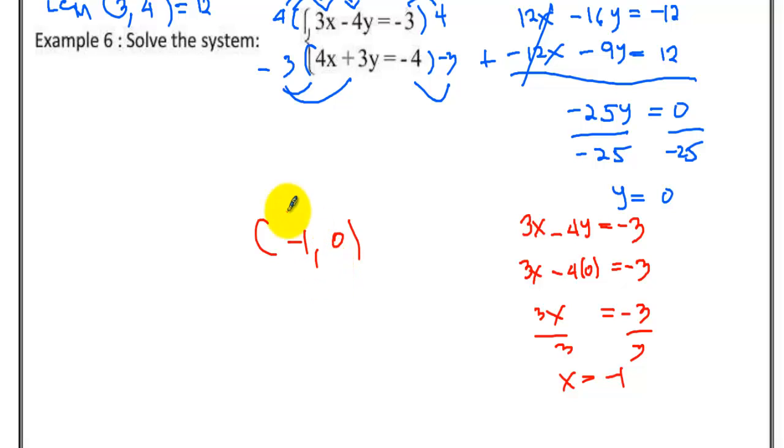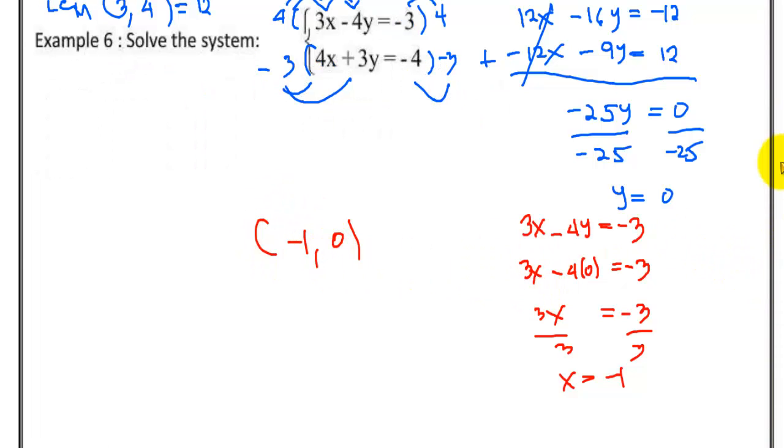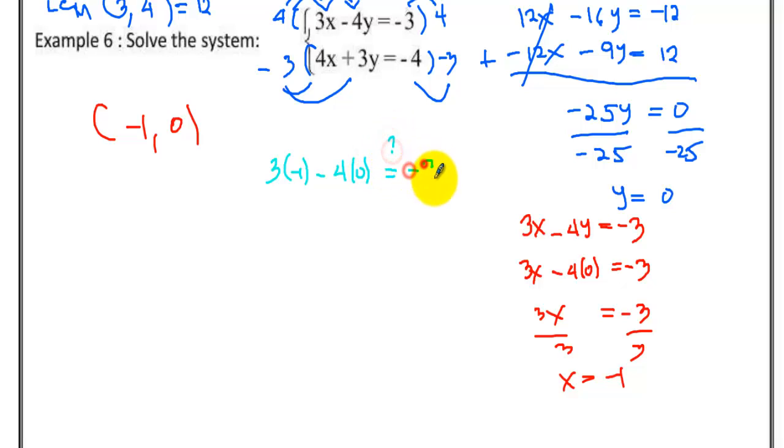Okay, this time let's show how to verify our answer. So I have 3x plus... let's verify. So 3 times x, my x is negative 1, plus y is 0. Is this equal to negative 3? That's 3 times negative 1 is negative 3. That's just negative 3 equals negative 3. So the first equation is correct.